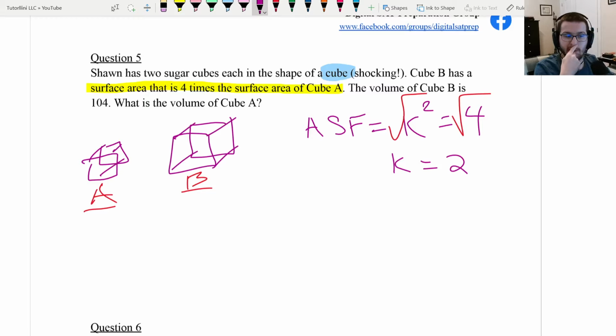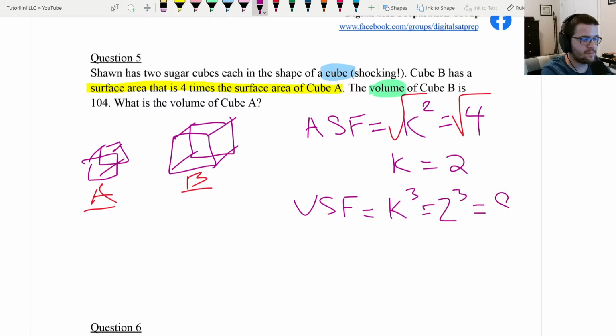But we can't stop there because the question is asking us about volume. So we need to now go and compute the volume scale factor, which is equal to k cubed, which is equal to 2 cubed, which is 8. So the volume scale factor is 8. The volume of cube B is 104. So we're going to go to the small one, so we're going to divide by 8. That's the scale factor.